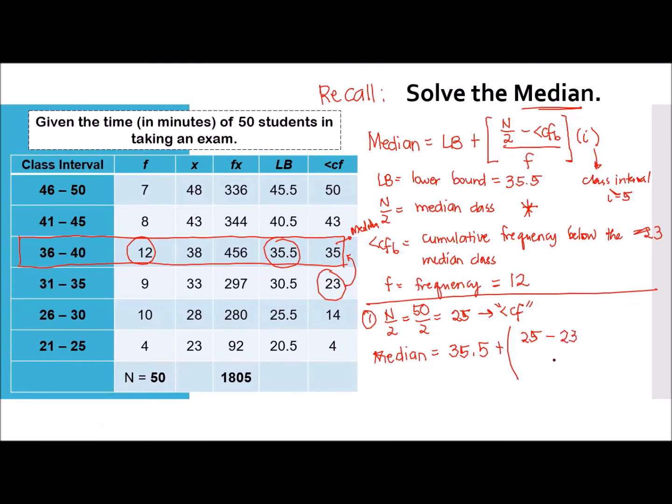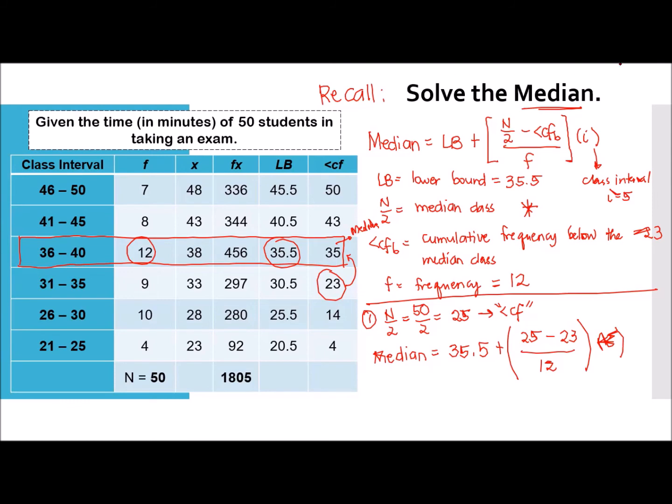Bakit siya nagbibelow, ma'am? Kasi kung pansinin ninyo, nagsusubtract tayo. So, dapat talaga mas mababa, kasi bawal tayong makakuha ng negative. And then, the frequency here is 12. And then, the interval here is 5. Okay? That's it. Ganun mo lang siya gagawin. Tapos, encode mo na lang siya doon sa ating calculator.